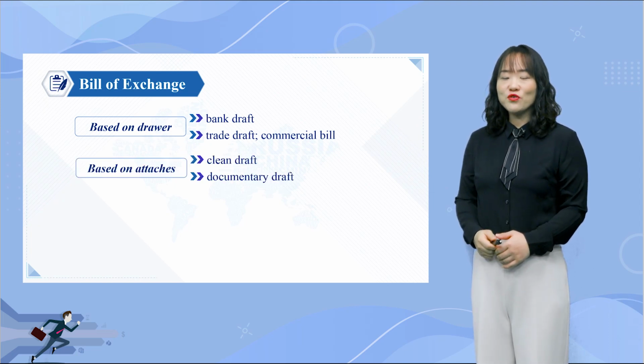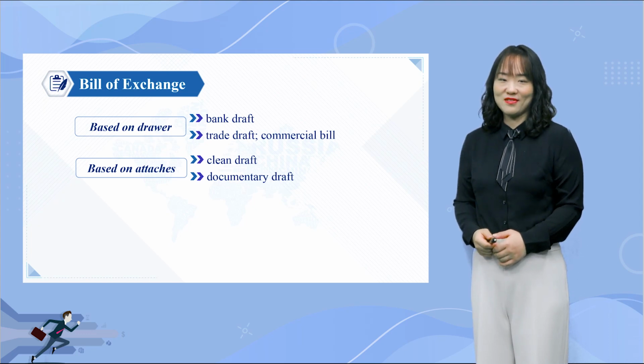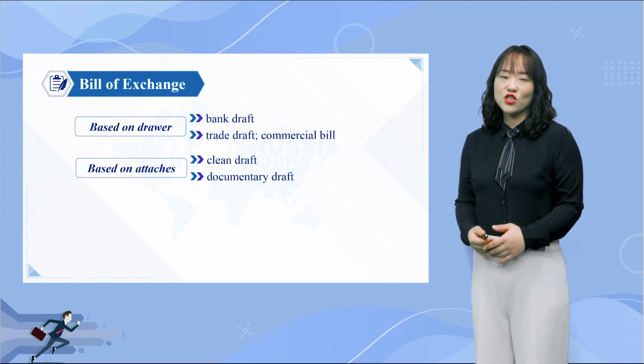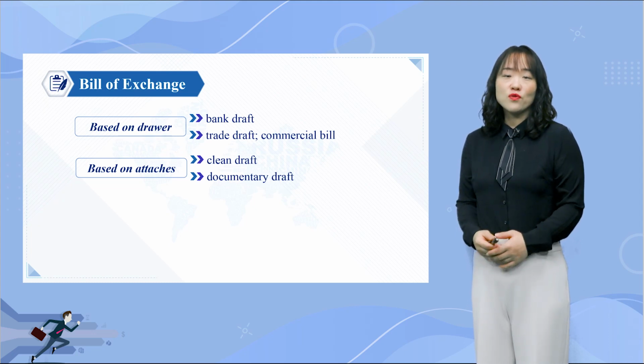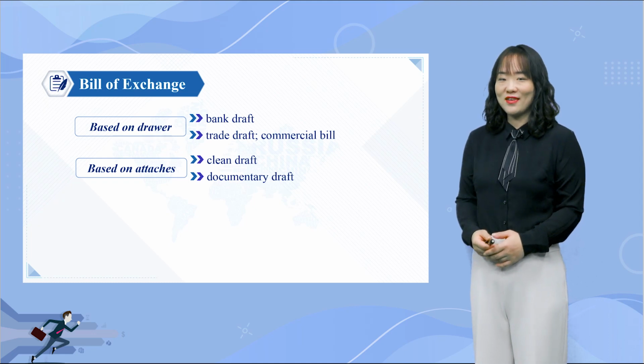Bank drafts are usually clean. A clean bill of exchange does not carry shipping documents. Commercial bills are mostly documentary bills. In this case, the bill of exchange is supported by the relevant documents such as bill of lading, warehouse receipt, insurance policy, packing list, commercial invoice, etc.